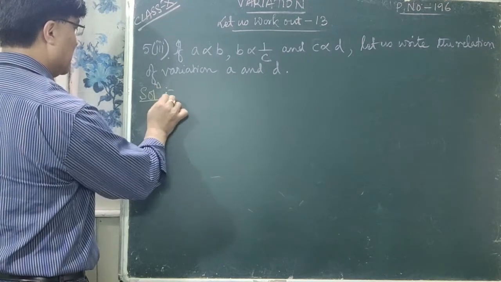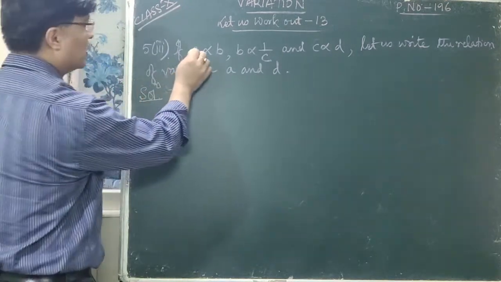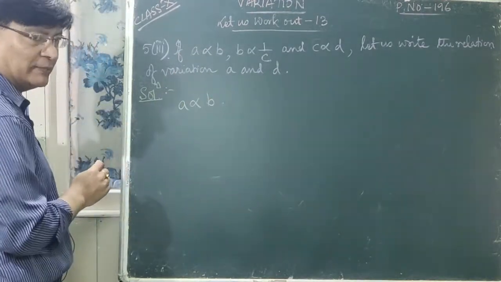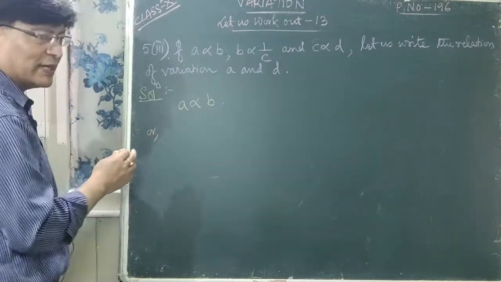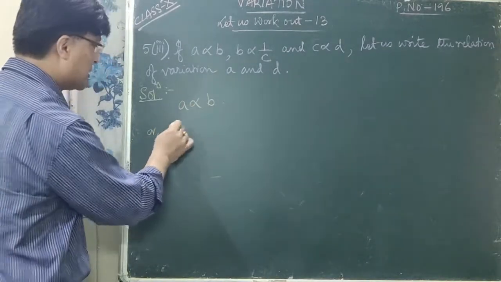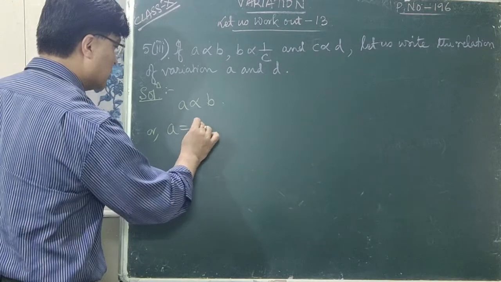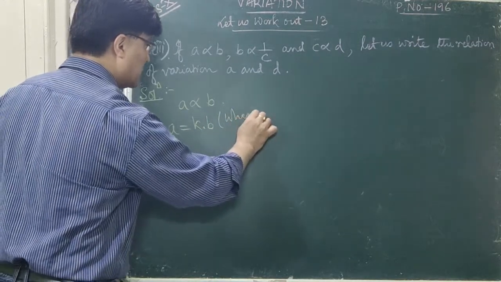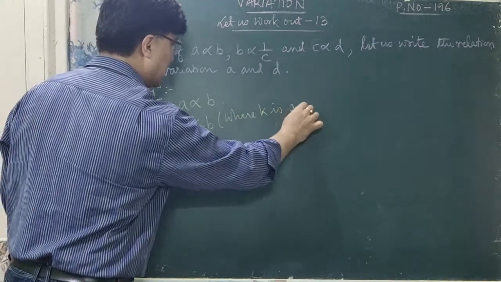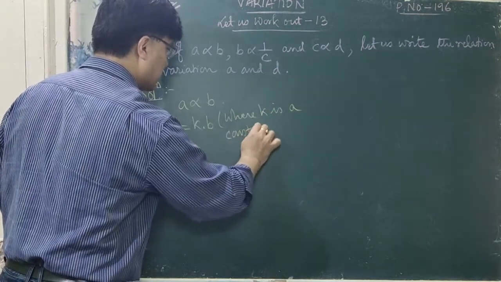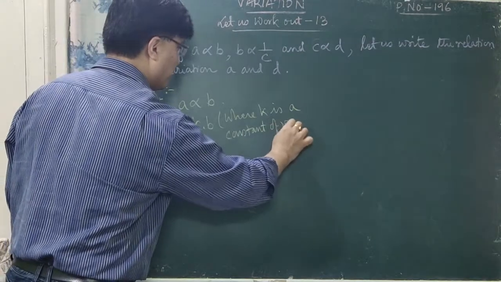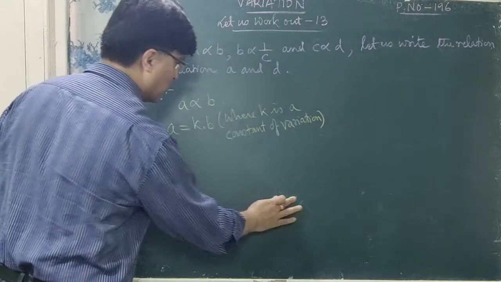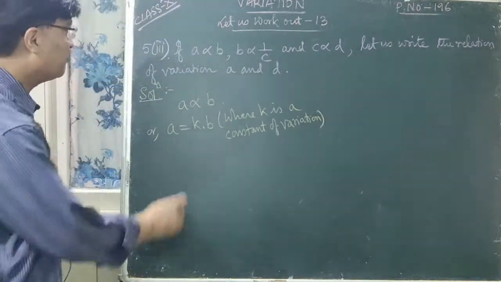So the solution is, now the first one, the relation between A and B is given here. A is proportional to B. Now you know how to convert this proportional sign into an equality sign. A is equal to K into B. So you have to write where K is a constant of variation. Is that clear?